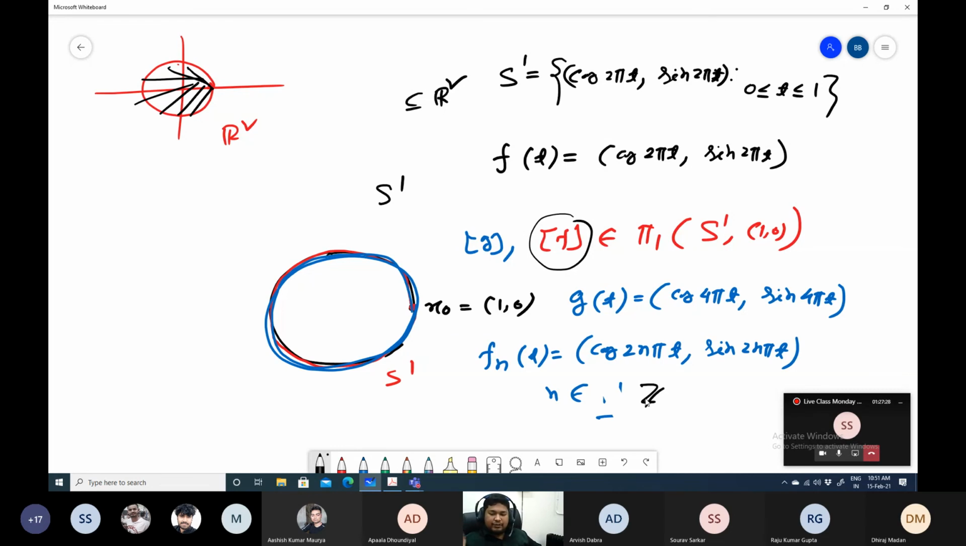Okay. So that means for each value in Z, see, if you put 0, then you get the identity, that is, the constant path. If you put 1, then we get f. If you put 2, then you will get g. If you put -1, you will get the reverse of f. That is f bar. You will get that one.